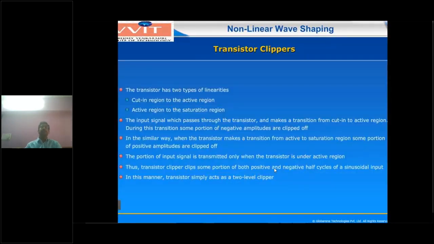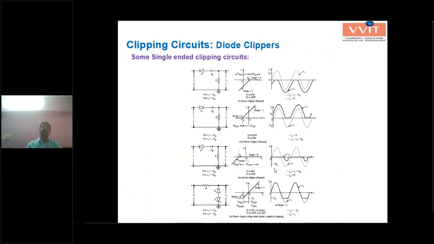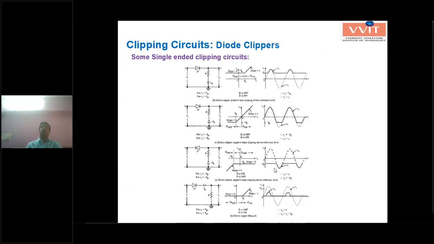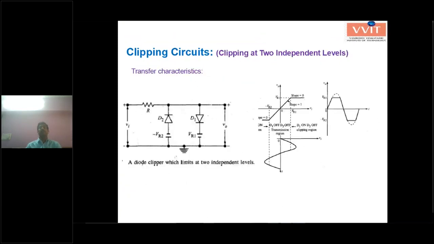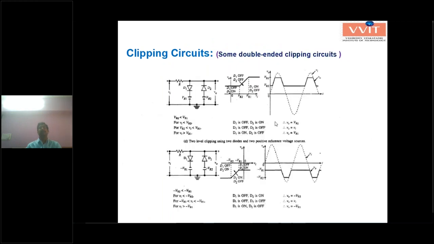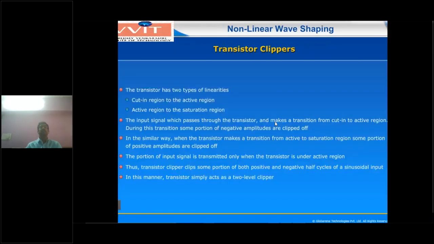And up to now you have seen single level clippers and two level clippers using diodes. Single level means a single diode is used, and a reference voltage will be 0 or some reference voltage. Two level clipping circuit means multiple diodes, two diodes and two reference voltages, are used for clipping at two independent levels.